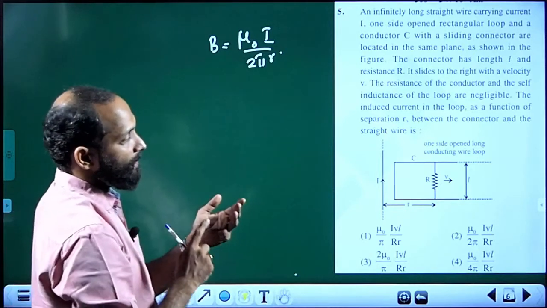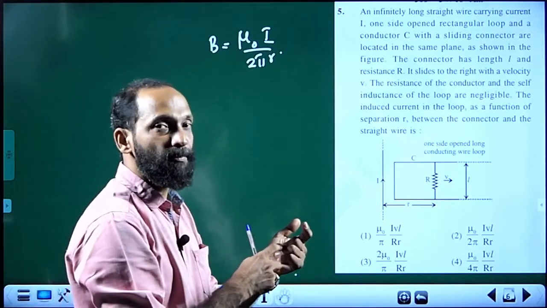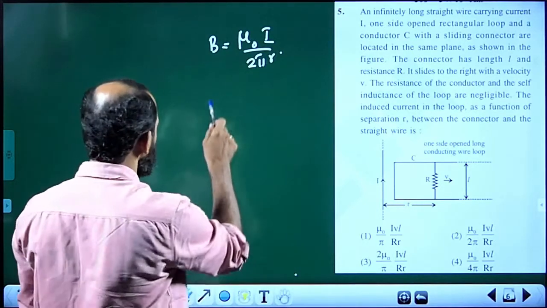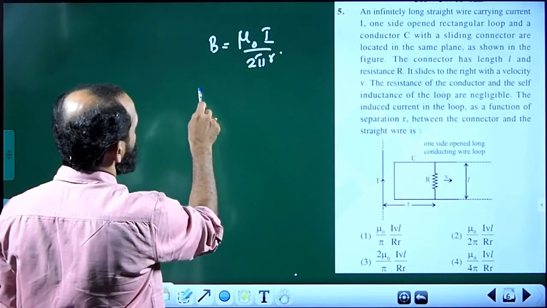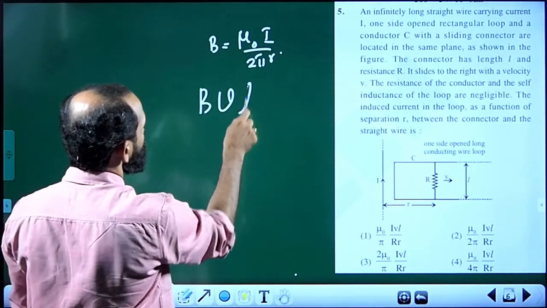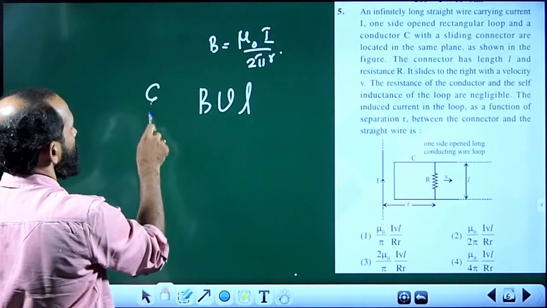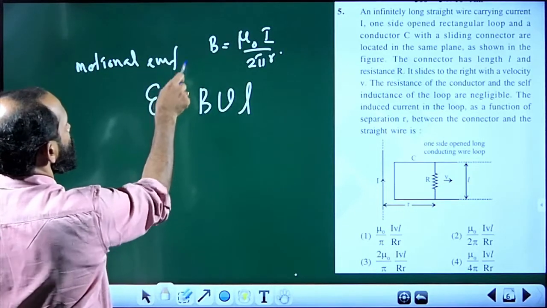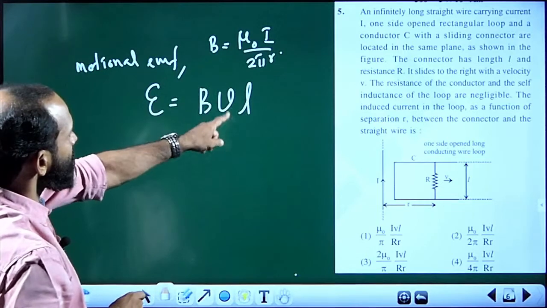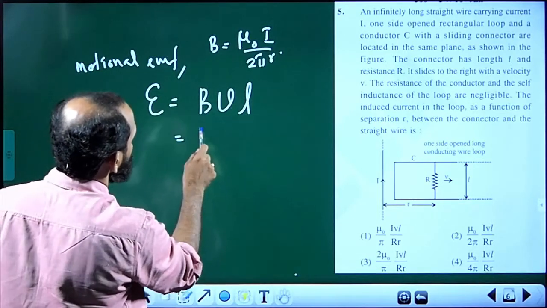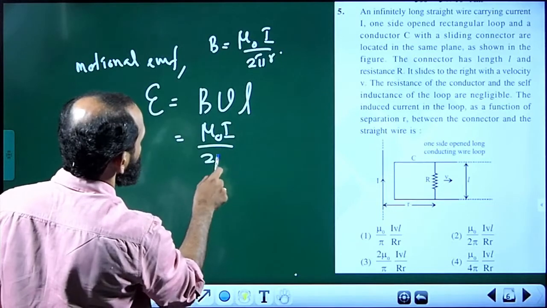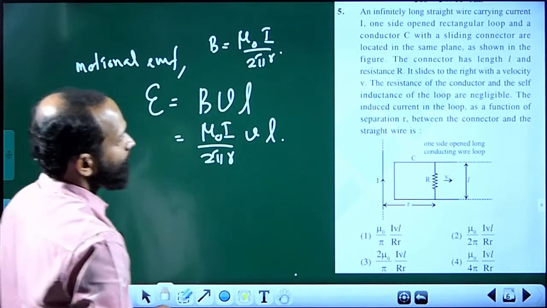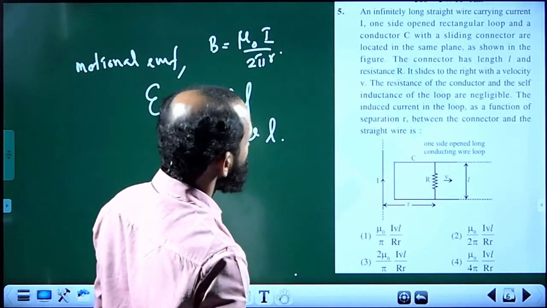As magnetic field, velocity and length are all mutually perpendicular, the motional EMF has maximum value, that is B into V into L. So motional EMF epsilon is equal to BVL. Now that is equal to mu naught I divided by 2 pi r, times V times L, where small letter r is the distance.